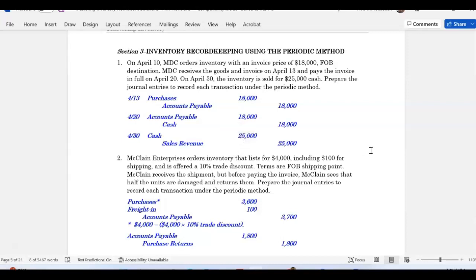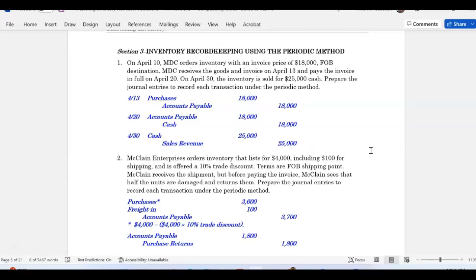Okay, so in section 3, we are talking about using the periodic method. Remember, the perpetual method is good, but it needs software. It's good because it gets updated inventory at any given moment, and updated cost of goods sold at any given moment. So inventory gets adjusted at any given moment. It's very good, but you need software. If you don't have the software, then what is the option? Then the only option left is doing periodic.